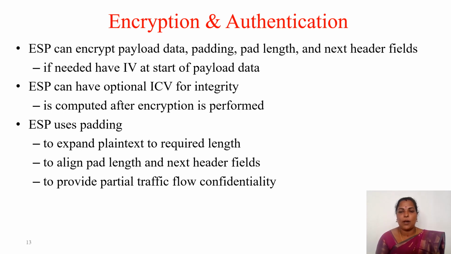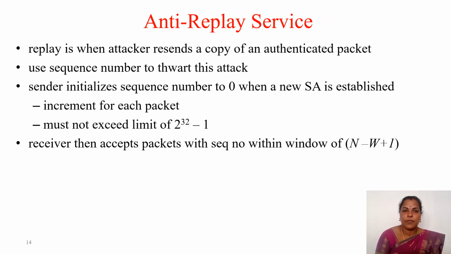The optional ICV is computed in the last part, after encryption is performed, and ESP uses padding. Why is padding needed in ESP? To expand the plain text to the required length and to align the pad length and next header fields. It is also to provide partial traffic flow confidentiality, because wherever you hear the word encryption, it is providing confidentiality. If we need to provide confidentiality for the information in the network, then we can go for the encryption process.